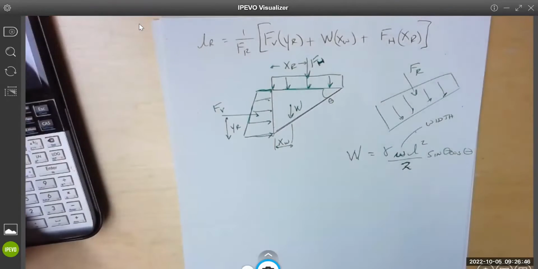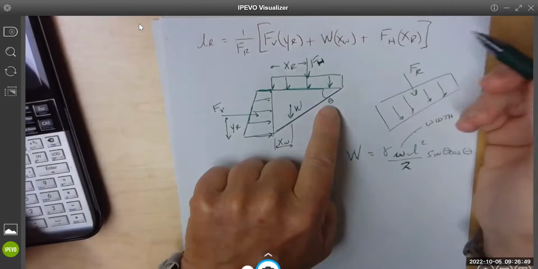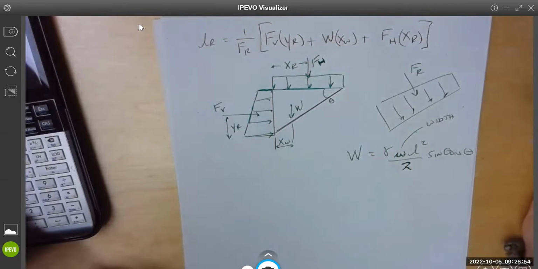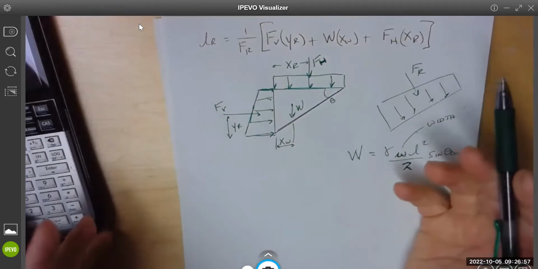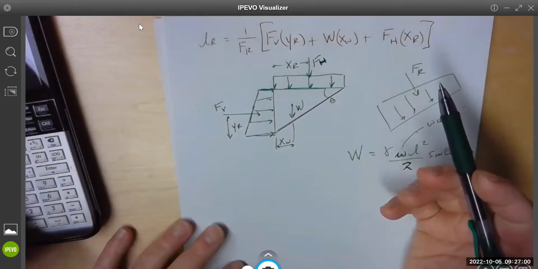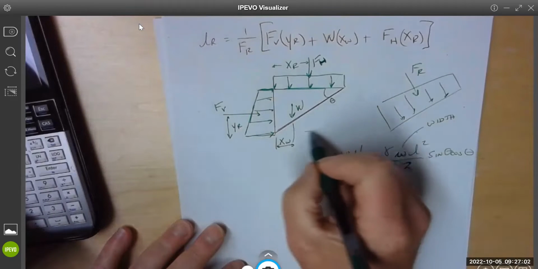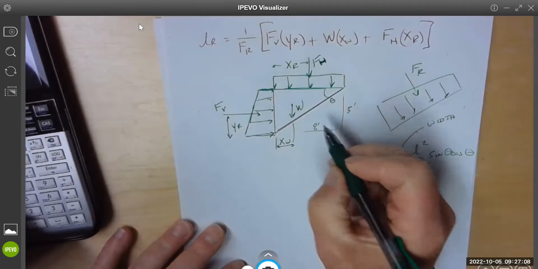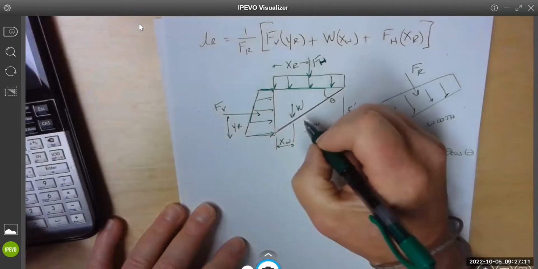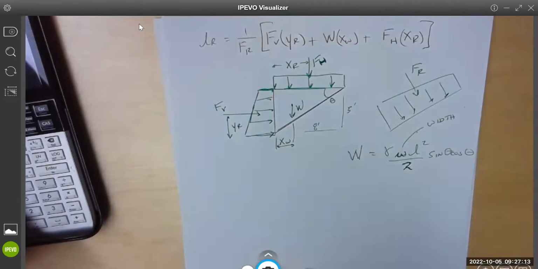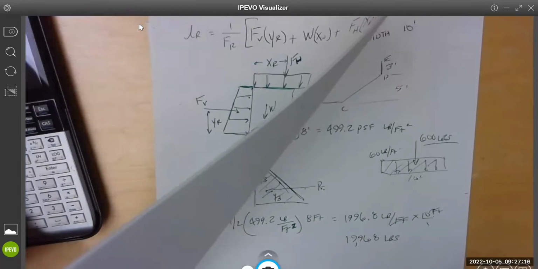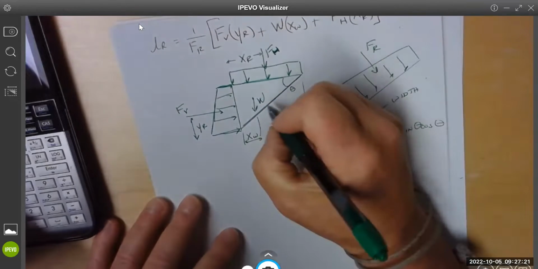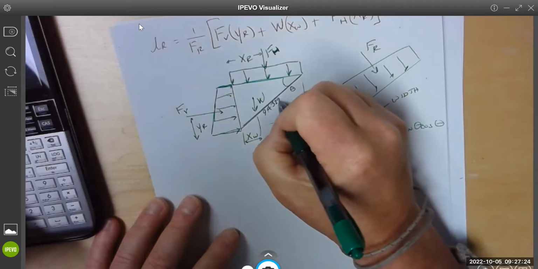This theta is the same as, that's right here. Yeah, absolutely. We have 5 feet and we have 8 feet, correct. So we can get theta. And we have this length as 9.43398 feet.